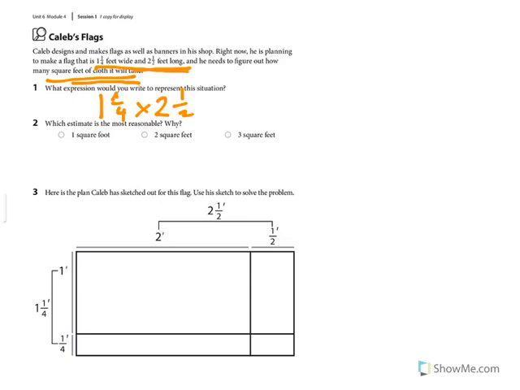What would be the most reasonable and why? Now, I'm making an estimate. It doesn't have to be exact, but I'm going to look at my numbers and think, well, I know that 2 times 1 is 2. This is what I'm thinking. I don't have to write it down, but maybe it'll help if I do.